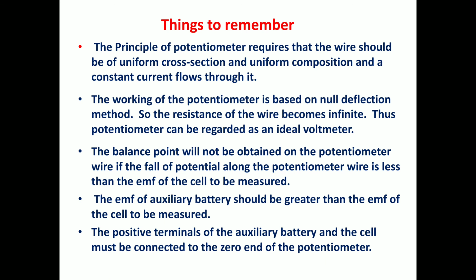The positive terminal of auxiliary battery and the cells must be connected to the zero end of the potentiometer. Both positive of the battery and the positive of the cell should be connected to a single terminal, and that terminal should be the zero end of the potentiometer. So these things are to be remembered. They are helpful in application based questions and in MCQ objective type questions.